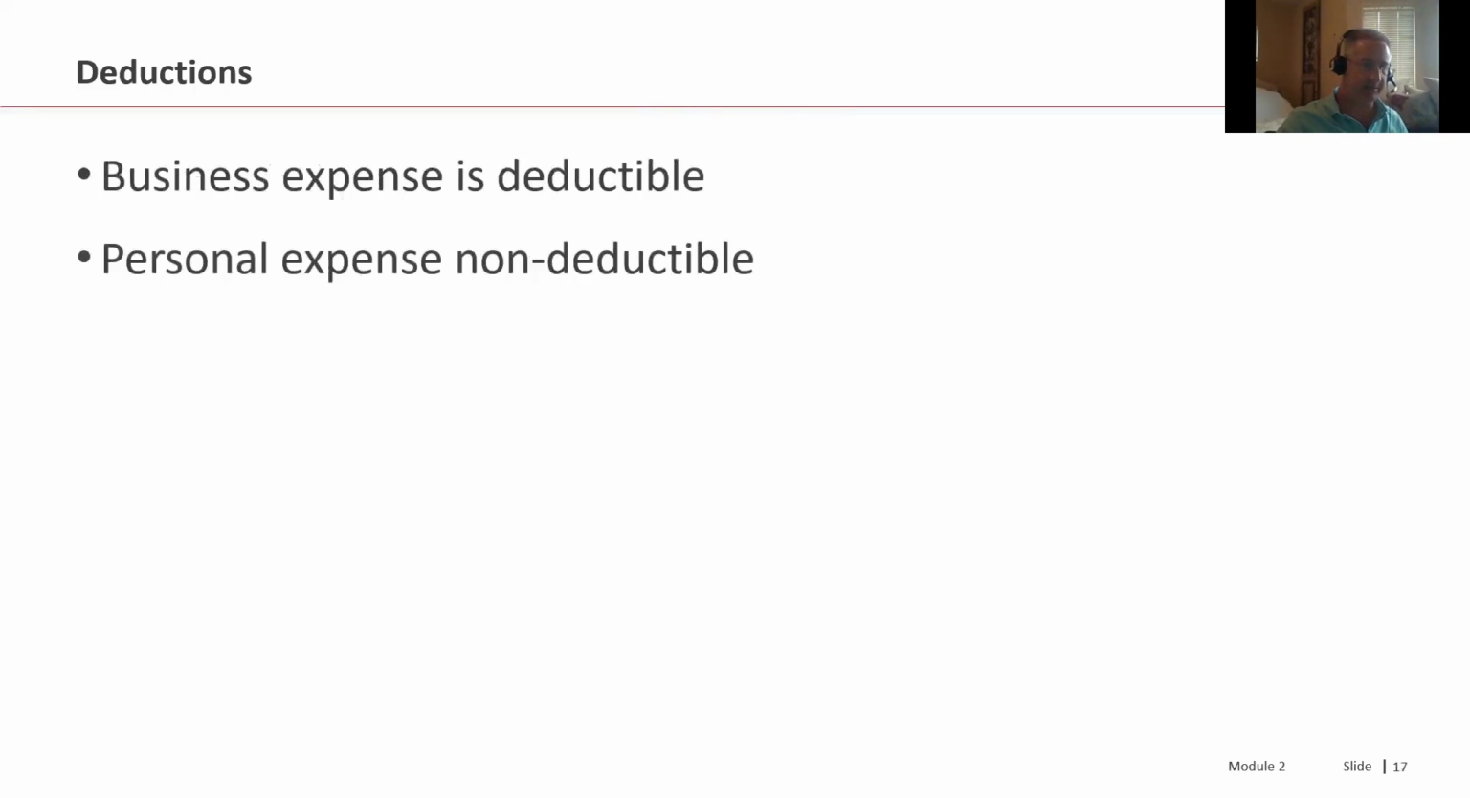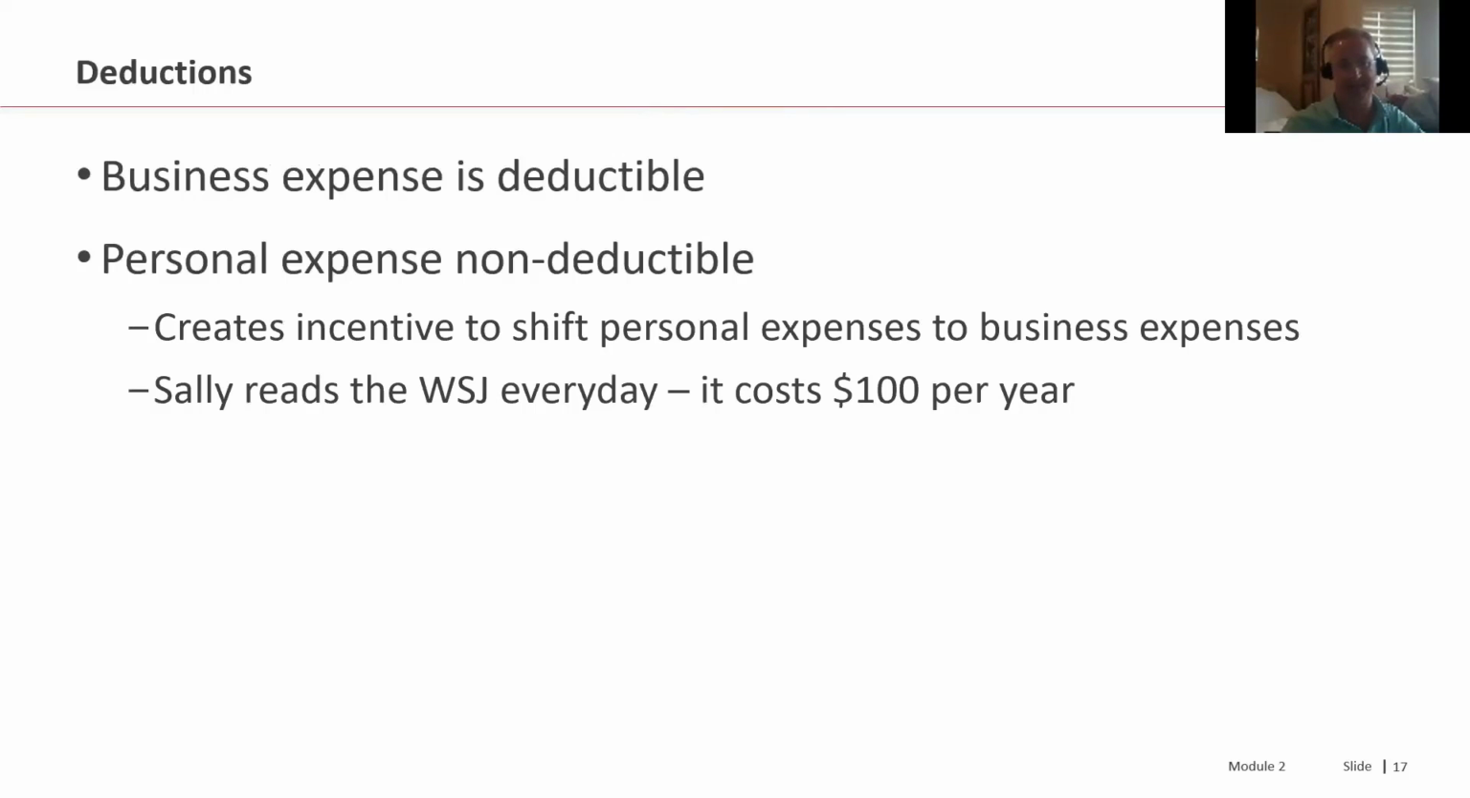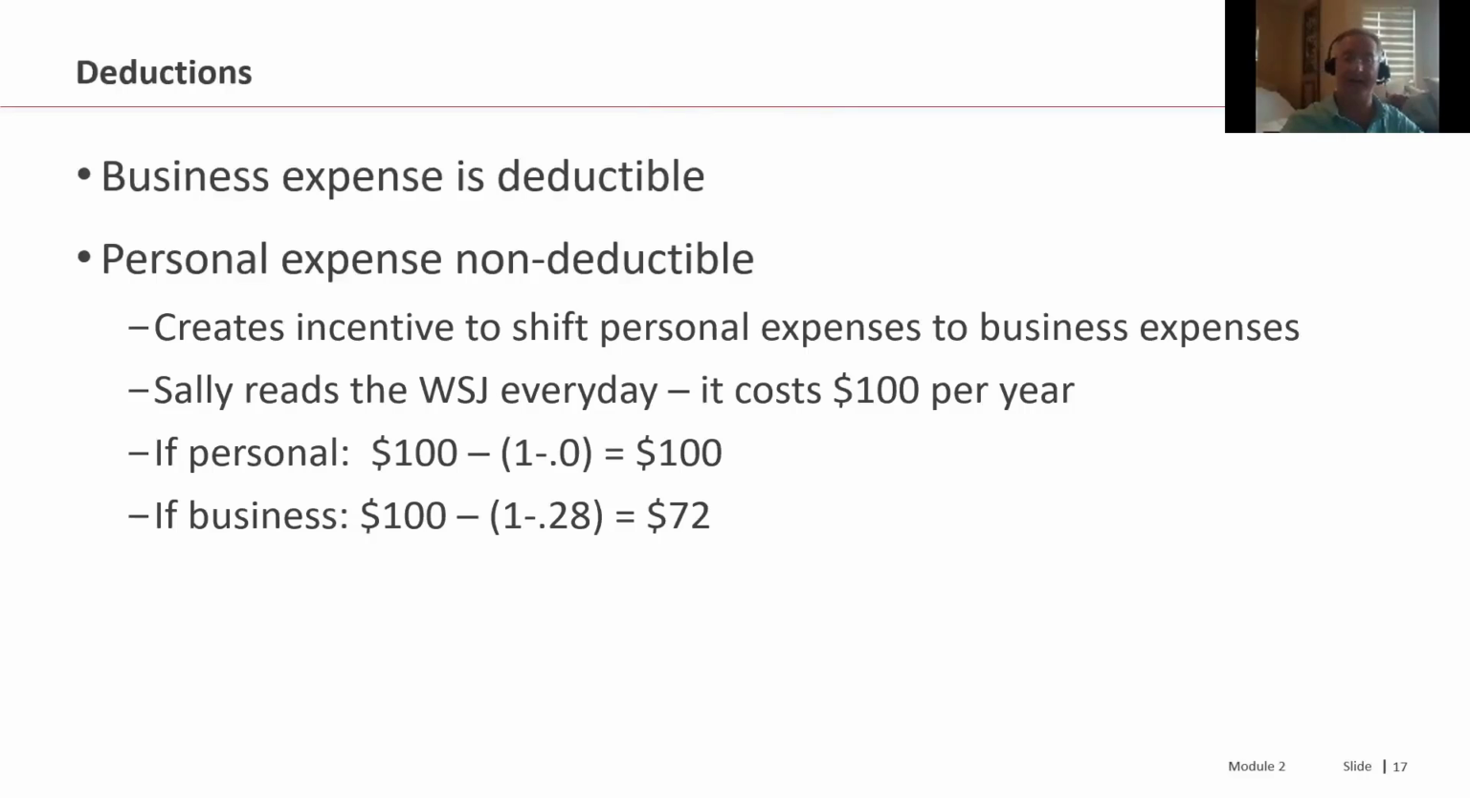So business expenses are deductible, personal expenses are non-deductible. Got it. This creates an incentive to shift personal expenses to business expenses. So if Sally reads the Wall Street Journal every day and it costs her $100 a year, let's say, if that's a personal expense, there's no deduction for that, right? As a result, her after-tax cost is $100. If on the other hand that's a business expense and she's in the, looks like 22%, sorry, 28% tax bracket, her after-tax cost is only $72.